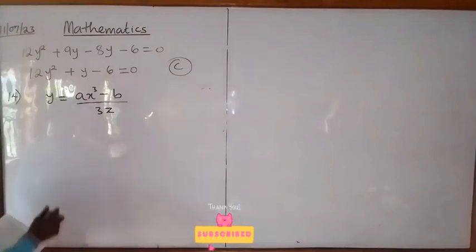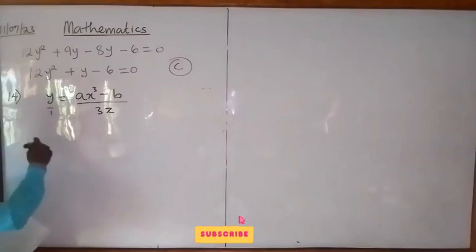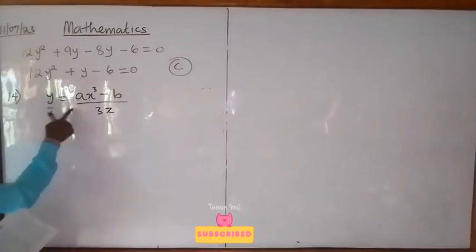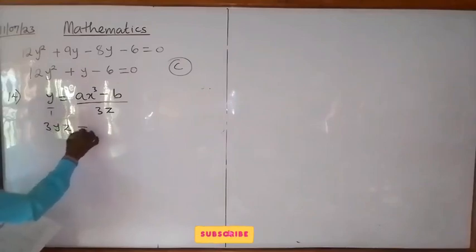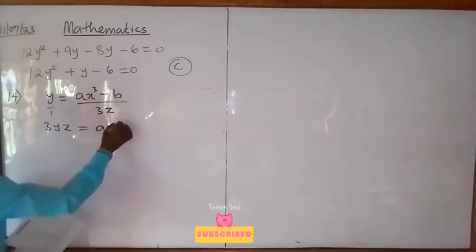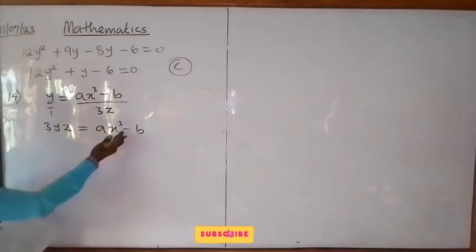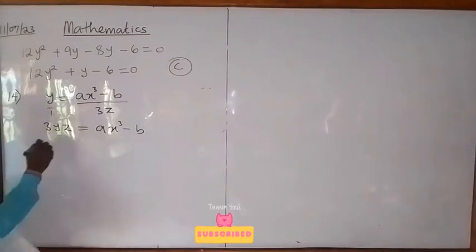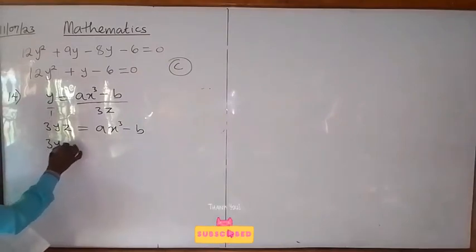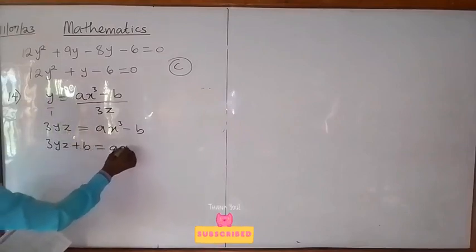When you work towards achieving this, the first thing we can do is to cross multiply, and this will become y times 3z, that will be 3yz, equals 1 times ax cubed minus b. So b has nothing to do with x. We can carry this minus b to this side, and when it crosses the equality sign, it becomes plus. That's 3yz plus b equals ax cubed.